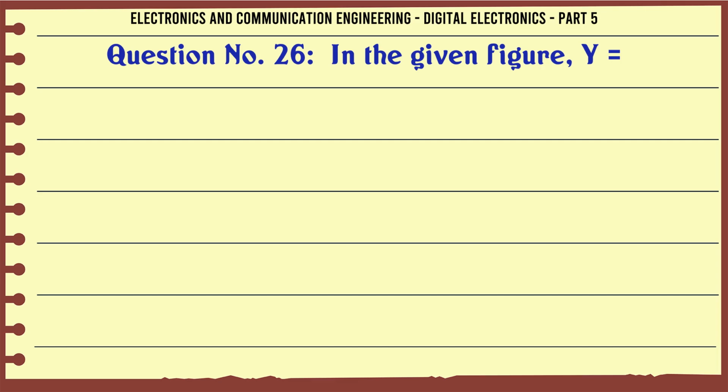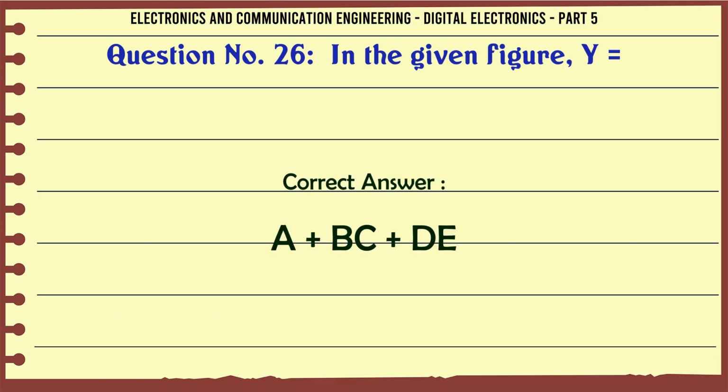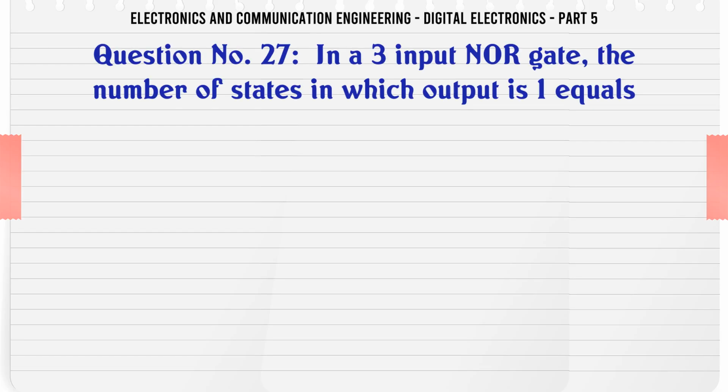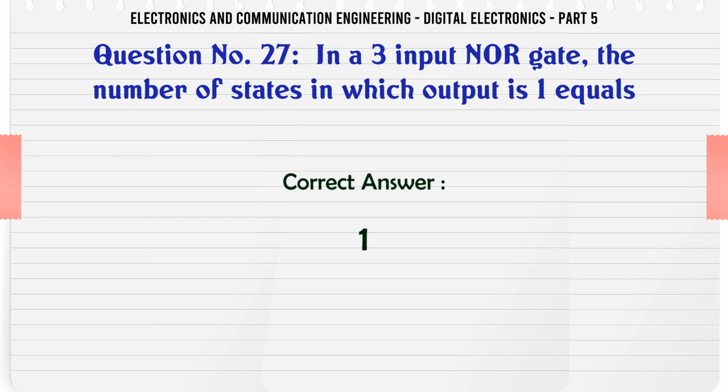In the given figure, Y = A. ABCD, B. ABCDE, C. ABCDE, D. none of the above. The correct answer is ABCD. In a 3-input NOR gate, the number of states in which output is 1 equals A. 1, B. 2, C. 3, D. 4. The correct answer is 1.